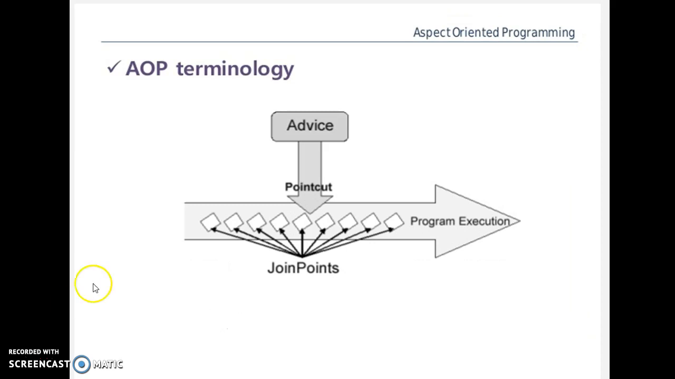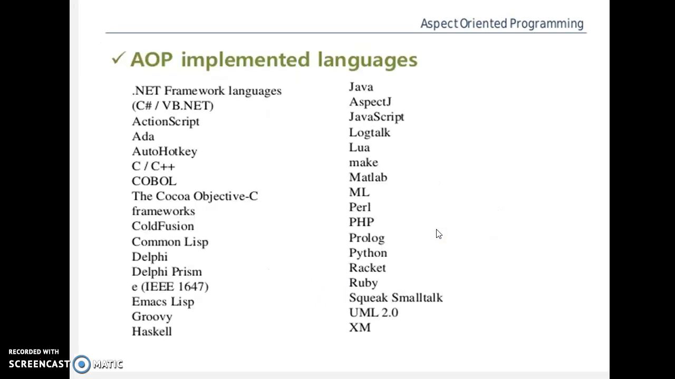In this diagram, we observe the terminology related to AOP. It is advice, it is point cut, and these are all join points, and this arrow shows program execution. The AOP implemented languages are ActionScript, C or C++, COBOL, PHP, Prolog, Python, etc. These many languages are the implemented languages of AOP.